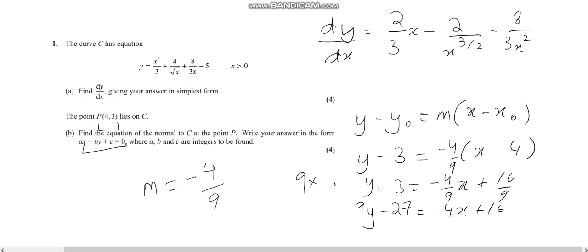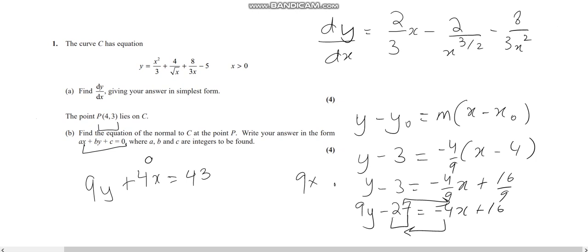Now we move this value, minus 27, to the other side, and bring 4x to the other side, so we just substitute this back here. That will become 9y plus 4x equal to 42. But see that you have to write your answer in the form ax plus by plus c equal to 0. So we have our ax, which is this one, we have our by, and we need to find c. Oh, we have c, but we have to put it right here. So that will become 9y plus 4x minus 43 equal to 0.